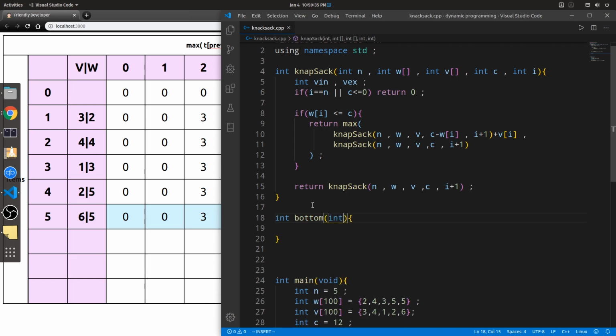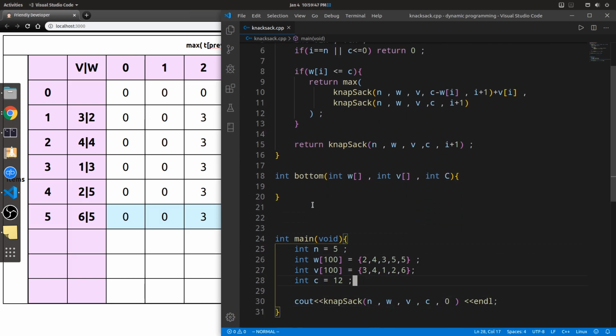The bottom-up approach only takes the weight array and the values of the items, and the capacity as input, initial capacity C. Its output would be the maximum value that we get by considering all the items.